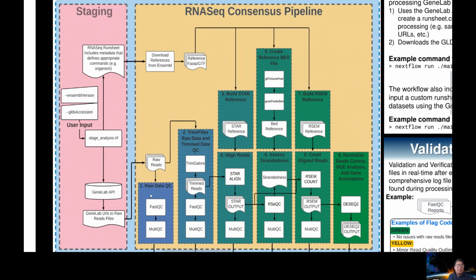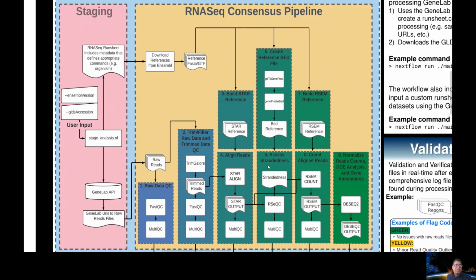One, we take our raw FASTQ files and generate QC reports. Next, we perform adapter and quality trimming, as well as generating the associated QC reports for those trimmed reads. The STAR index is built and is used to align the trimmed reads to the genome. Before we quantify gene expression, we actually infer the strandedness of the original library using RSeQC.